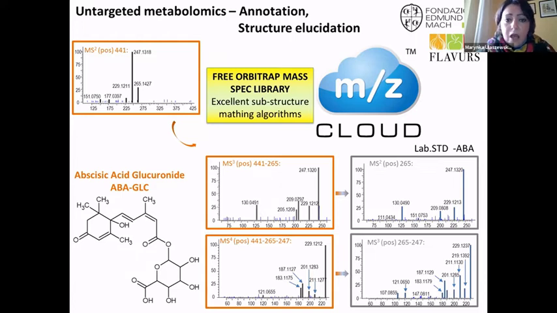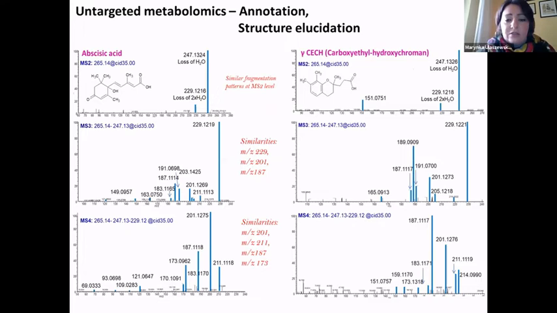But here, please be very careful, because the abscisic acid is very similar in the fragmentation pattern to the carboxyethyl hydroxychroman, which is a derivative of one of the vitamins. And you see that at the level of MS2, MS3, and even MS4, there are similarities in the fragmentation patterns. The main differences are due to the ion intensities. So please be very careful when you do that.